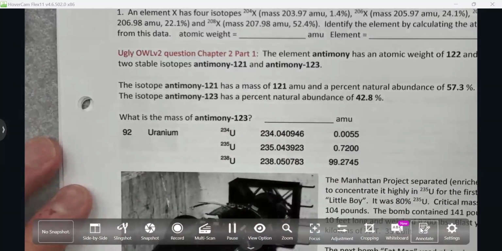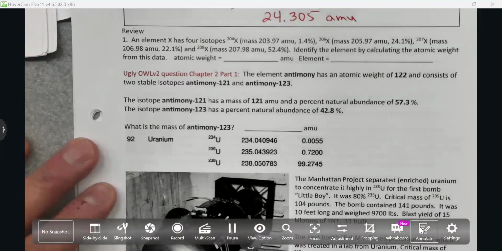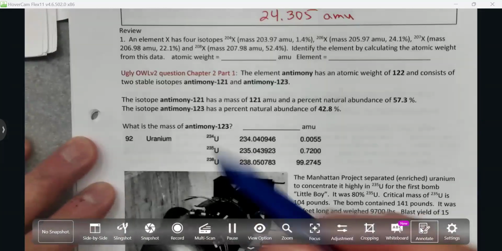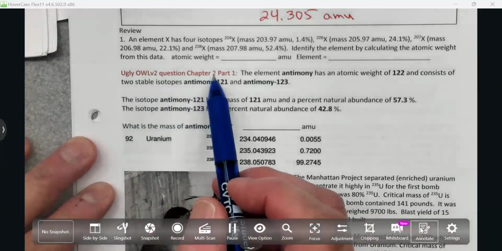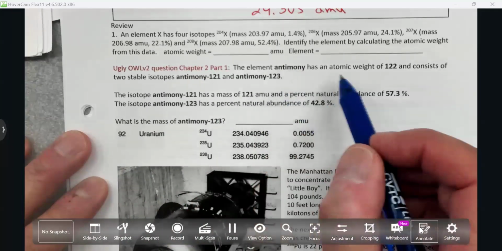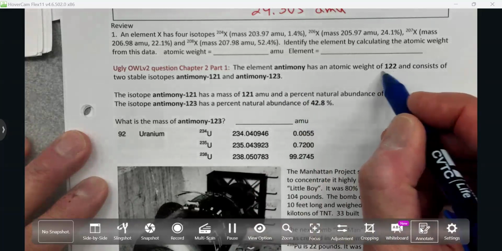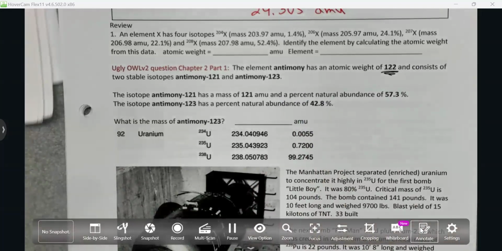This OWL question makes me really mad. It infuriates me, to tell you the truth. Maybe I should yank this. Ugly owl question, chapter 2, part 1. The element antimony has an atomic weight of 122. Where's the decimal places? Just 122. Okay.